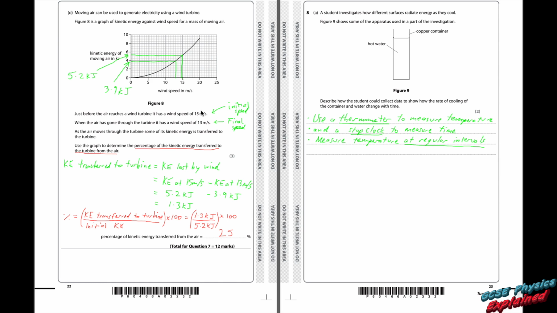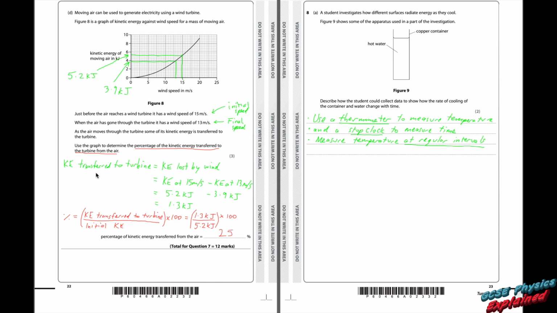Yeah, we know that because the wind is slowed down. Use the graph to determine the percentage of the kinetic energy transferred to the turbine from the air. So the initial speed, 15, using this graph, tells us that the kinetic energy of that air is 5.2 kilojoules. Now, after it's been through the turbine, the final speed is 13. So once again, if we look at this graph, the wind speed of 13 means that that air had an energy of 3.9 kilojoules.